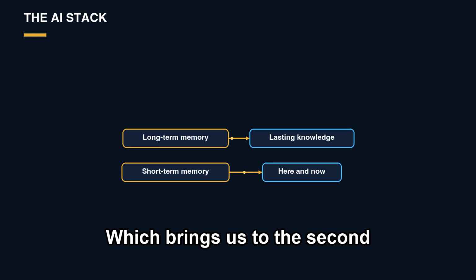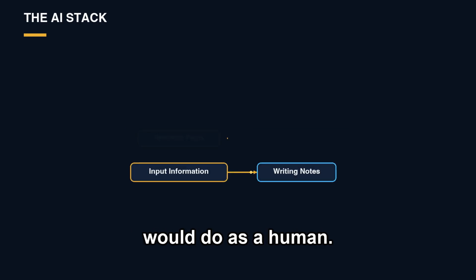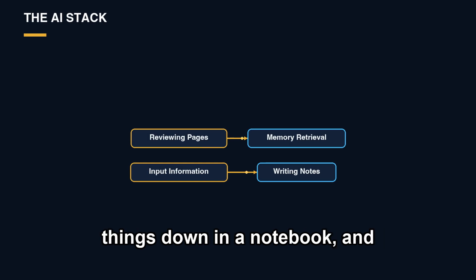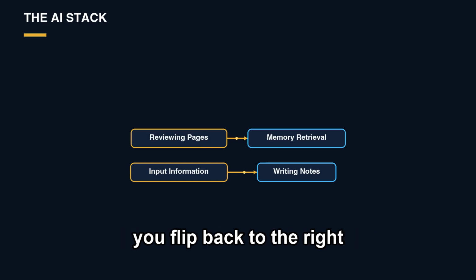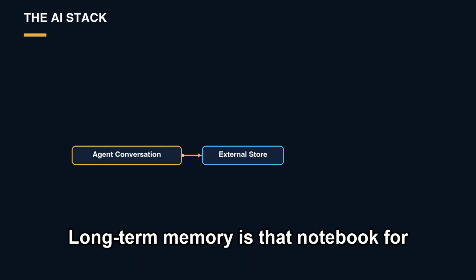Which brings us to the second kind, long-term memory. The idea is exactly what you would do as a human. If you cannot hold everything in your head, you write the important things down in a notebook, and you flip back to the right page when you need it. Long-term memory is that notebook for an agent.